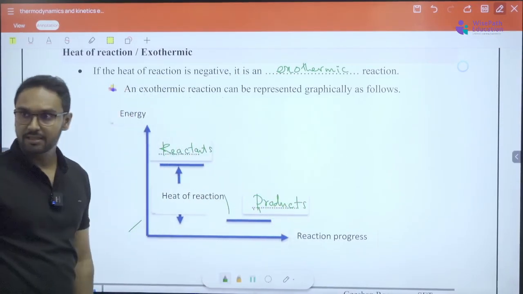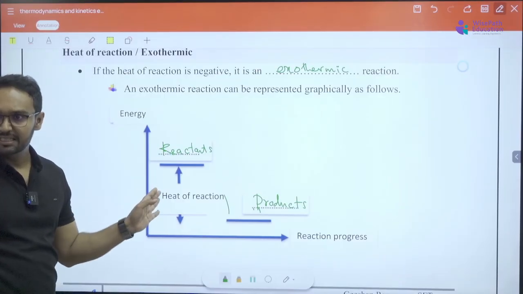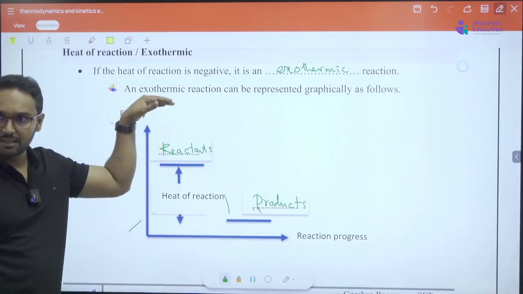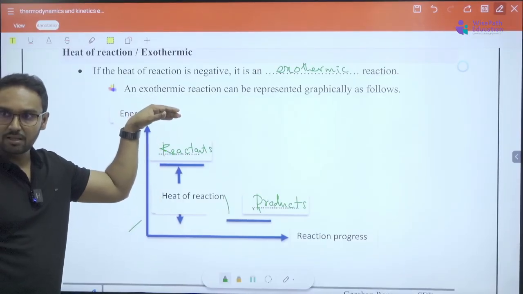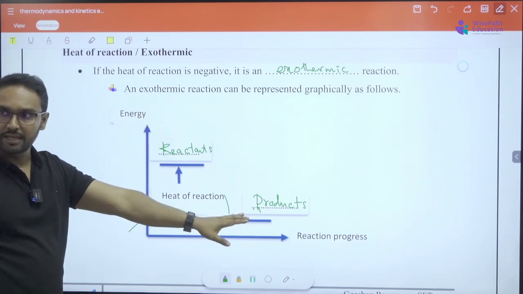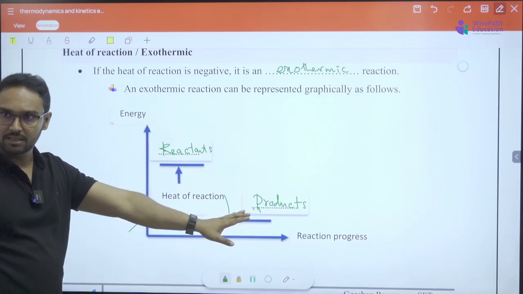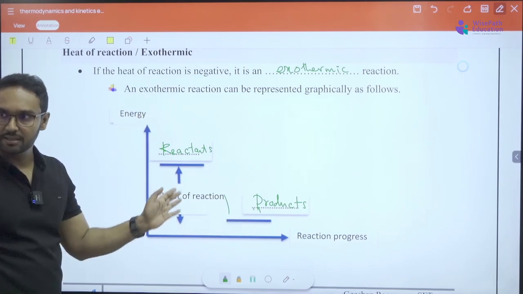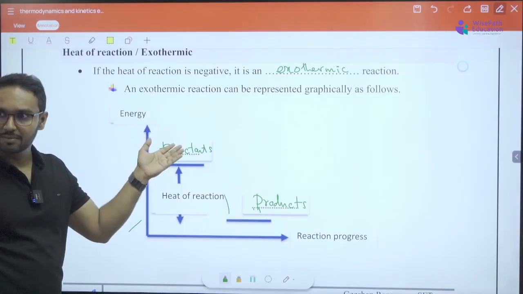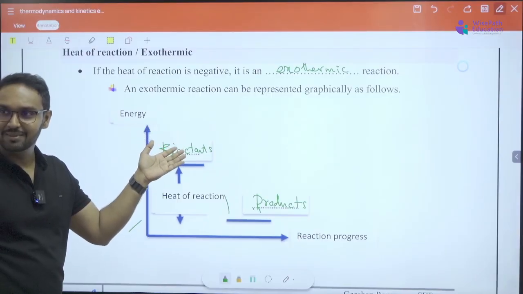Understood it? That is how you decide. If this is an exothermic reaction, the energy of the reactant should be more, the energy of the product should be less, right? So this is an exothermic reaction, so the energy of the reactants is more.